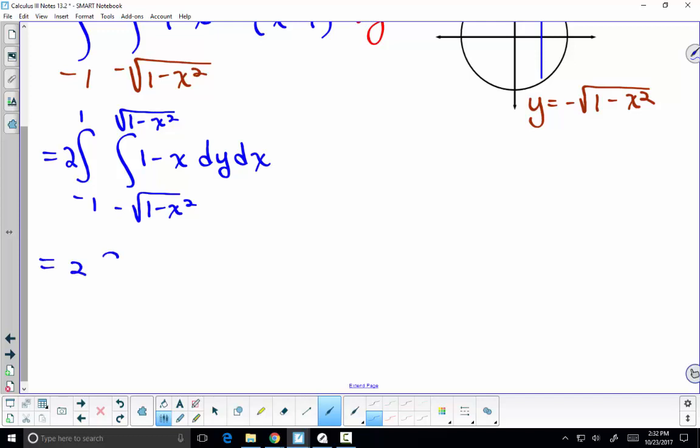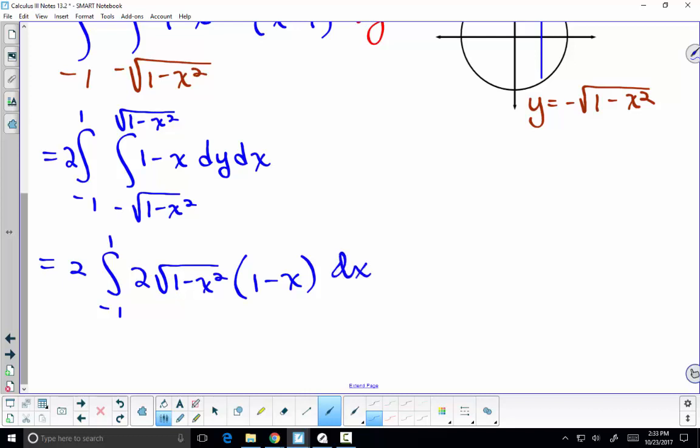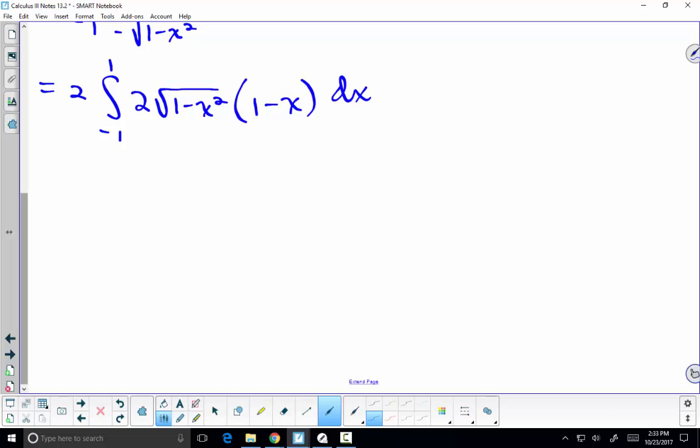When there is no y, and you're integrating with respect to y, you get upper limit minus lower limit. Square root minus square root is 2 times the square root. So upper limit minus lower limit, dx. So let's pull out a 2. And then we're going to have square root of 1 minus x squared. And then we're going to break it apart into two integrals. We factored out that, so then minus x dx.